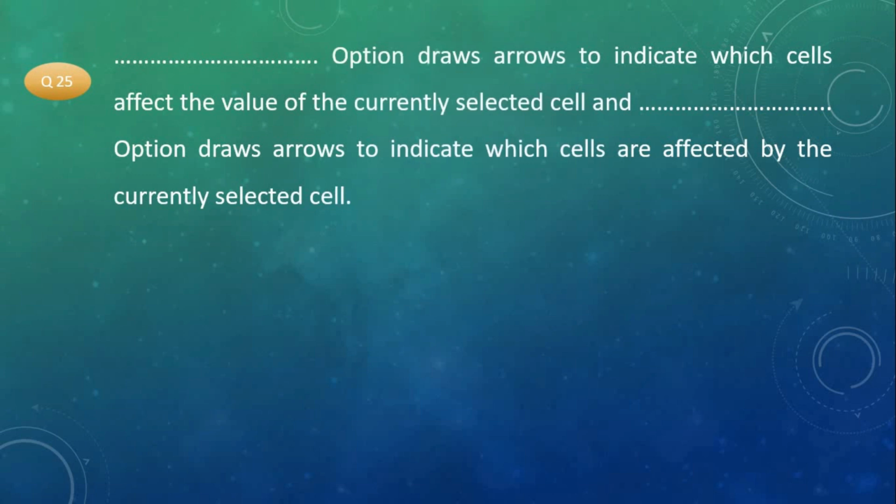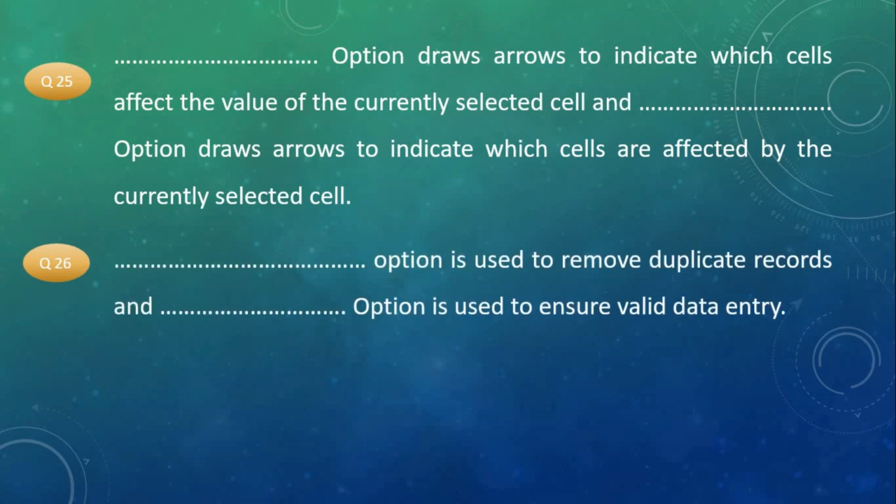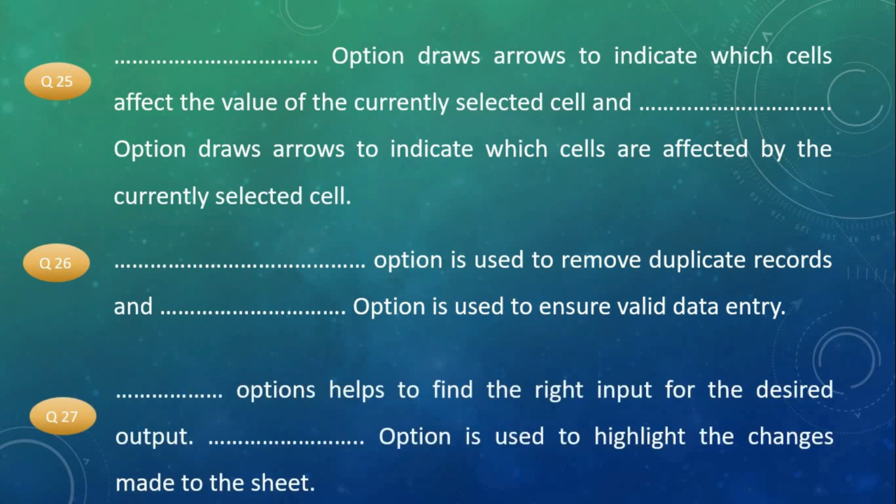Dash option draws arrows to indicate which cells affect the value of the currently selected cell, and dash option draws arrows to indicate which cells are affected by the currently selected cells. Next question. Dash option is used to remove duplicate records, and dash option is used to ensure valid data entry. Next one. Dash option helps to find the right input for the desired output, and dash option is used to highlight the changes made to the sheet.